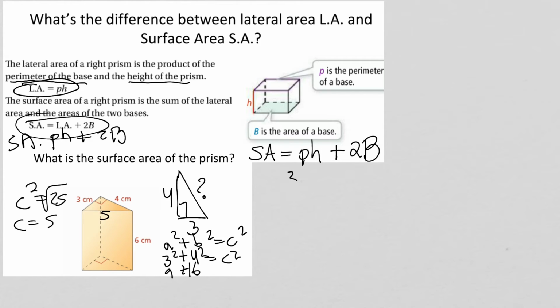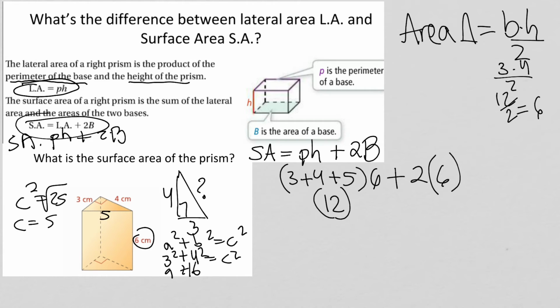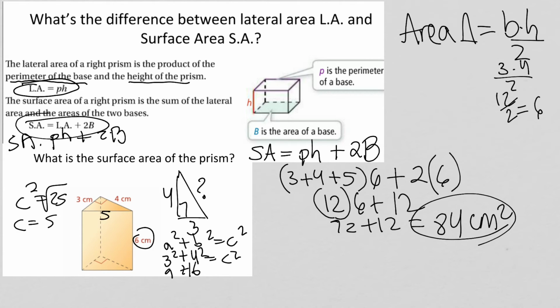So let's do the perimeter. We're doing 3 plus 4 plus 5, and we're going to multiply it by the height of the prism, which is 6, plus 2 times, well, what is the area formula for a triangle? The area formula for a triangle is base times height divided in half. The base and the height are 3 and 4. 12 divided in half is 6. So I'm going to do 2 times 6, because I got 2 of them. We work it out: 12 times 6 plus 12. We got the total area to be 84 centimeters squared.